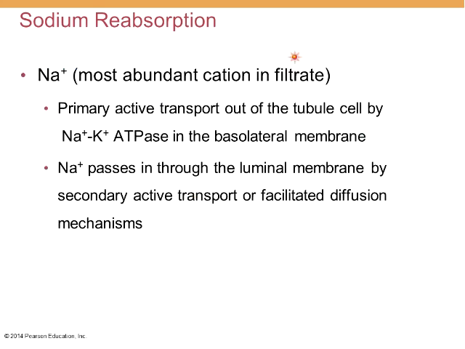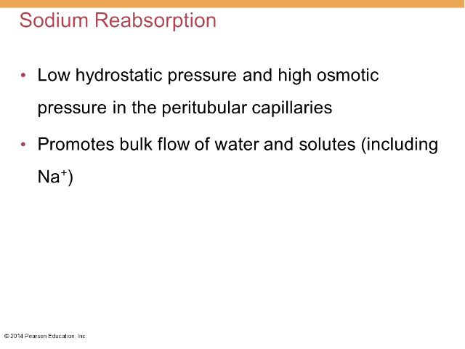Now, sodium reabsorption. Sodium is the most abundant cation in the filtrate, obviously, because of the 300 milliosmoles in the blood, 280 are really sodium. It's the primary active transport out of the tubule cell by the sodium-potassium ATPase in the basolateral membrane. Sodium passes in through the luminal membrane by secondary active transport and facilitated diffusion mechanisms. So there's facilitated diffusion and an active transport part, but there's also a passive part.